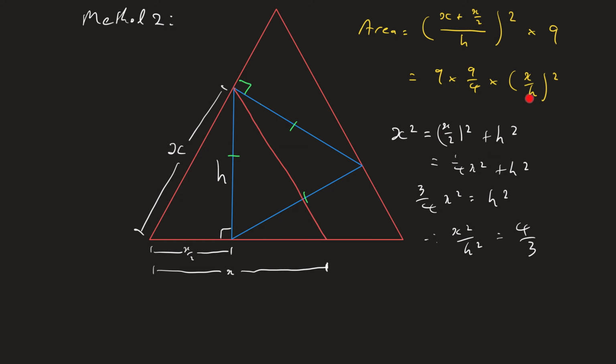This can be substituted in here, giving us that the area equals 9 times 9 on 4 times 4 on 3. 9 times 9 on 4 times 4 on 3, the 4s cancel. 9 divided by 3 is 3, 3 9s are 27. Of course, this is the same answer as before.